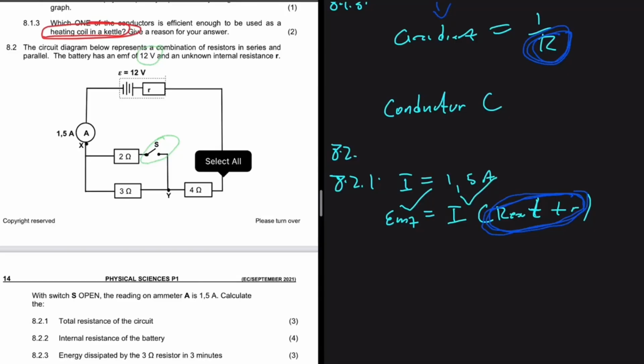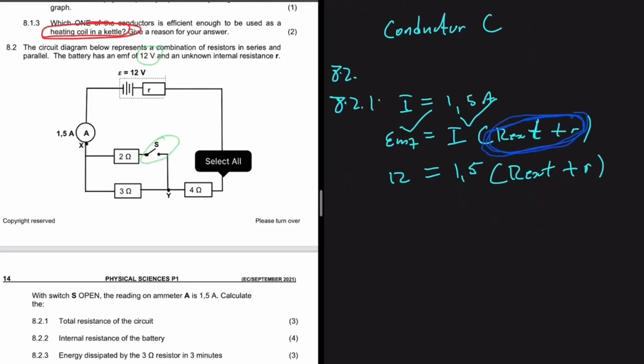So we're going to have 12 being equal to the current 1.5 multiplied by R external plus internal resistance. So we divide both sides by 1.5, and we get R external plus internal resistance being equal to 12 divided by 1.5, which is equal to 8 ohms. So R external plus the internal resistance is equal to 8 ohms, and that's the total resistance of our circuit.